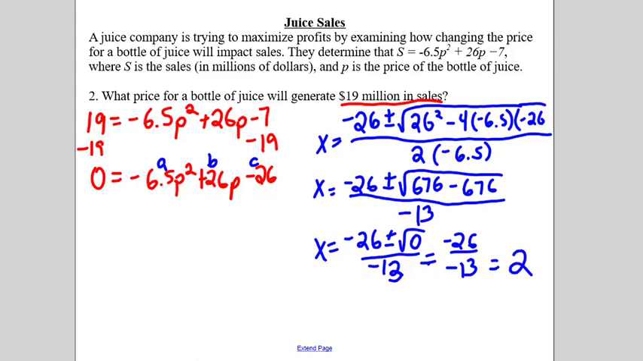That means the price should be $2 per bottle to get this $19 million in sales. And if you graphed this, what you would find is that this would show up at the vertex of the parabola. That's our peak, which means this is the most money you could make for the optimal price.